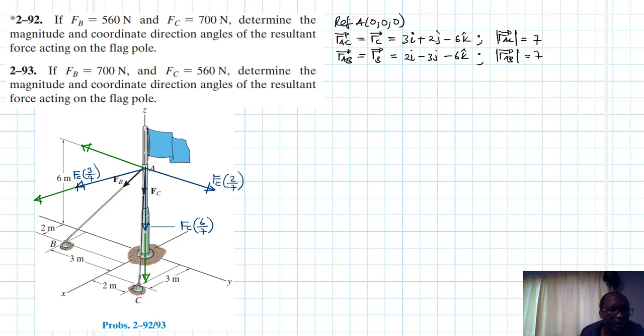Then this one is FB. The run along this direction is a 2, right? It's a 2 divided by a 7. Let me write it from somewhere there, I lift it a little bit.